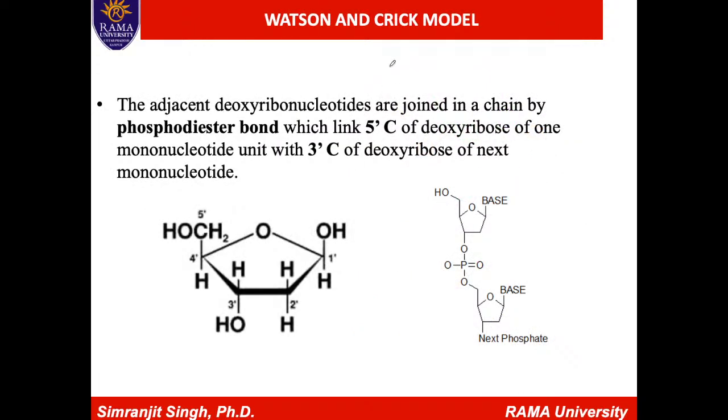So in the Watson and Crick model, as we have discussed so far, adjacent deoxyribonucleotides are joined in a chain by the phosphodiester bond, with the 5' carbon of one mononucleotide joined to the 3' carbon of the next mononucleotide. So if we have 1, 2, 3 here, this is 5'. We have discussed this point also. I just brought these points in each slide, so that this is 5' and this is 3'. So 5' is attaching to the 3' end of your carbon.